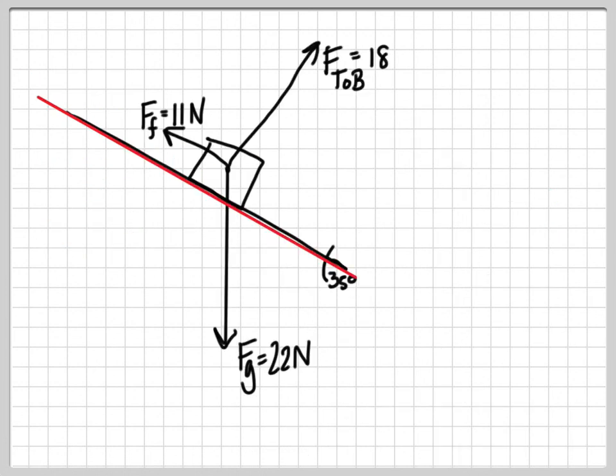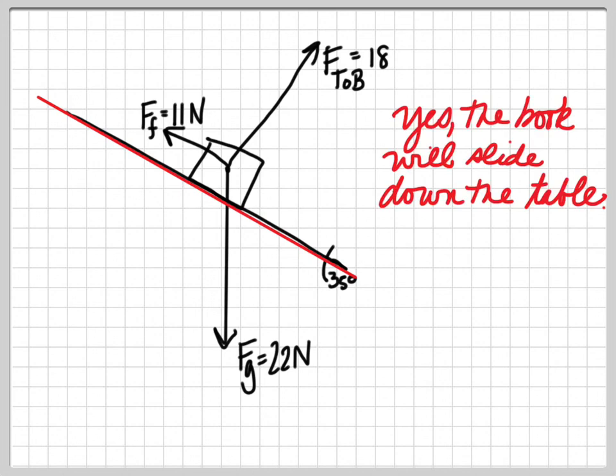So what does that mean? We found the net force on the x? Well, it means yes, the book will slide down the table because there's a net force on it. Now, here's what we would never do. We would never, ever draw that into our free body diagram, but we could say that the net force was 1.6 downslope.